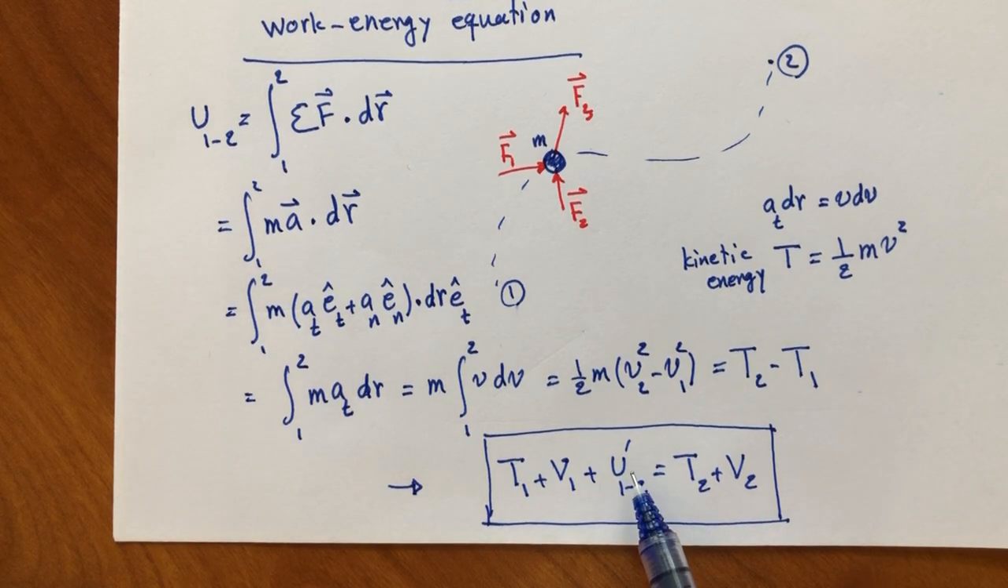Plus U prime from 1 to 2. U prime from 1 to 2 means work of all the non-conservative forces that we have in our system, like for example friction force or external force, anything which is not conservative in our system, is going to be equal to the kinetic energy at the end plus potential energy at the end. And this potential energy again is a combination of all the potential energies that we have, like spring and gravitational potential energy. In the next videos I'm going to show you how to use this important equation, the work energy equation, to solve fairly complicated problems.